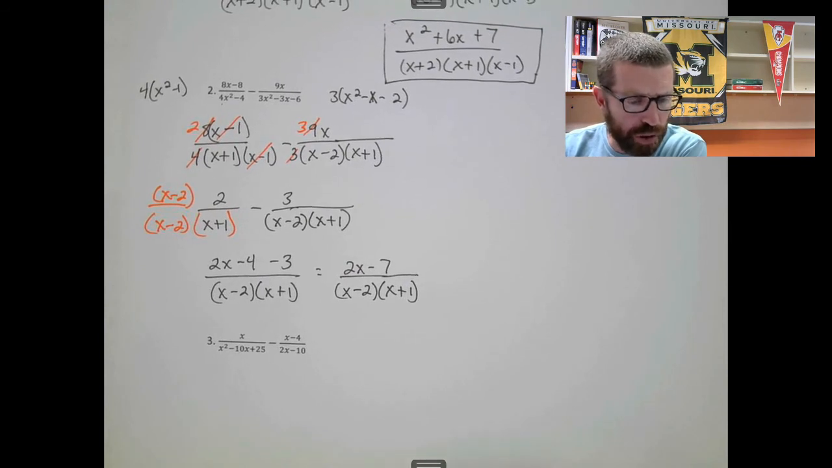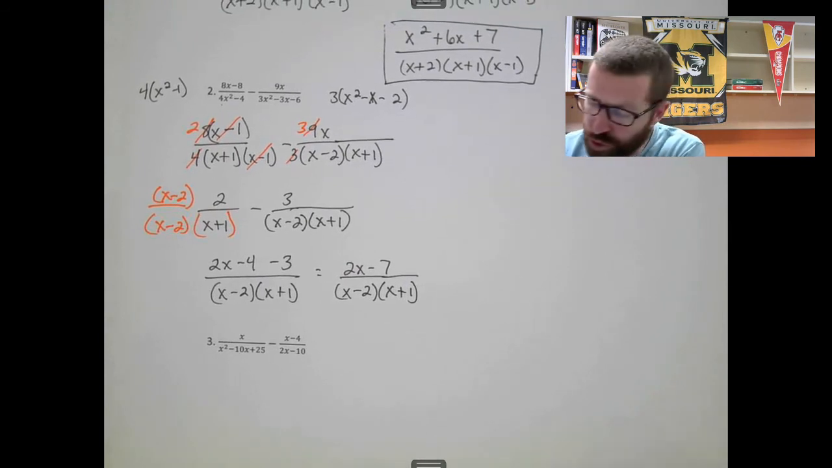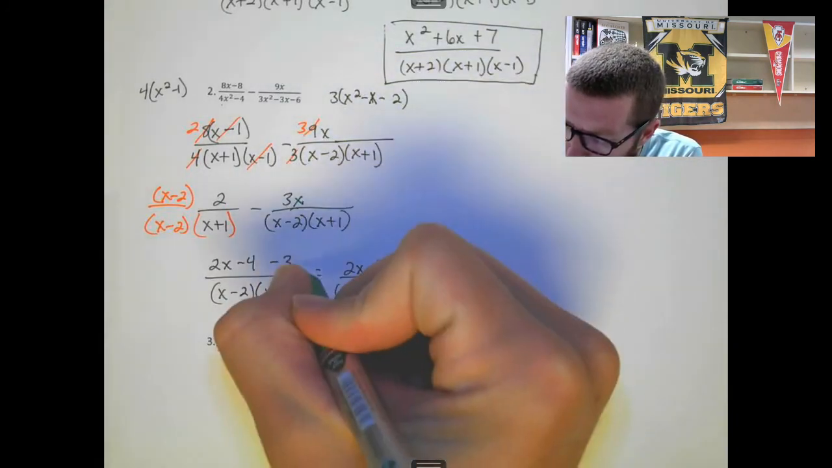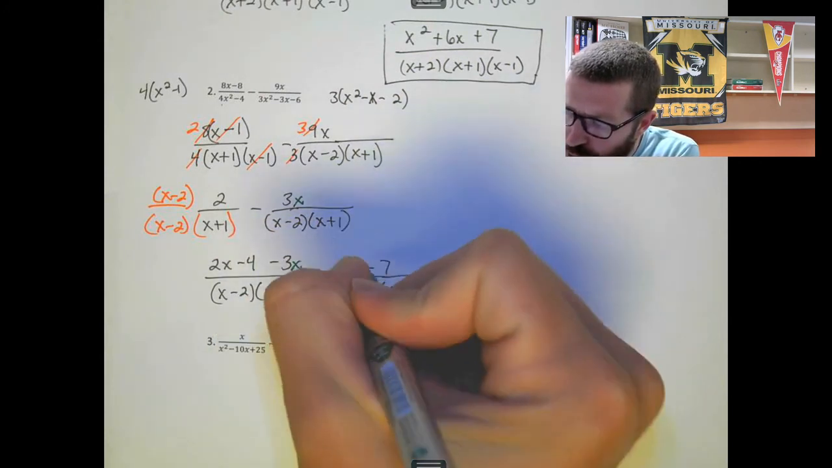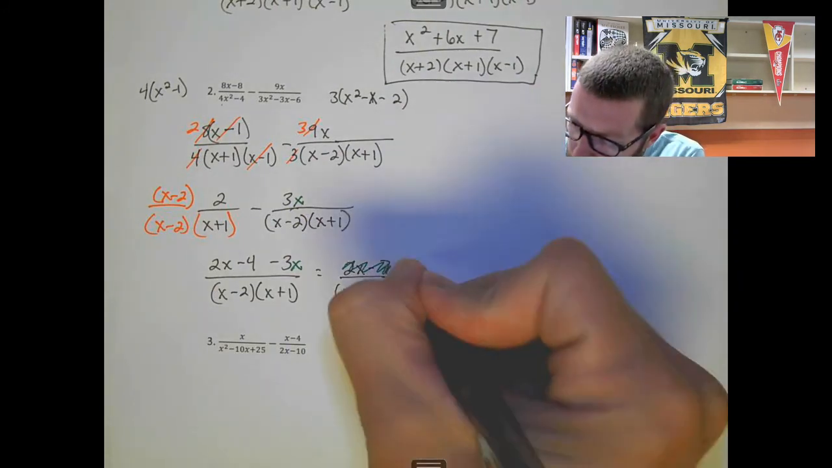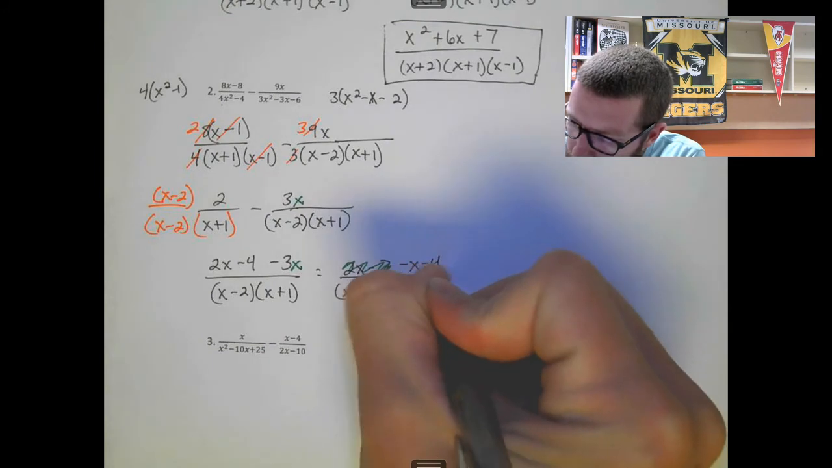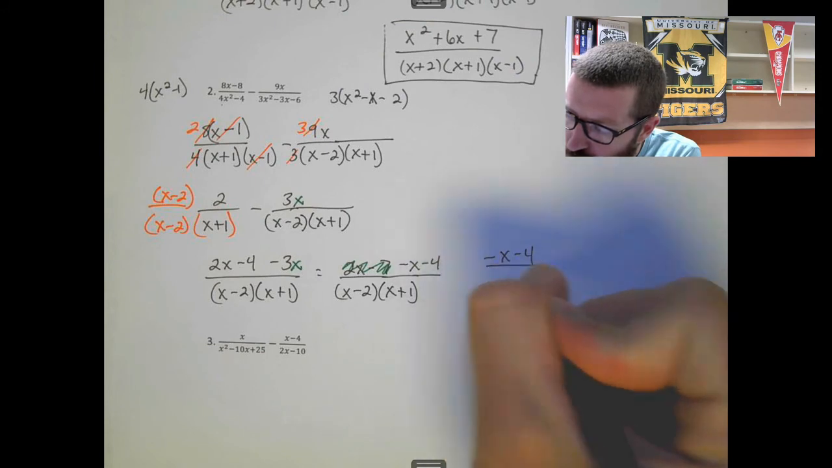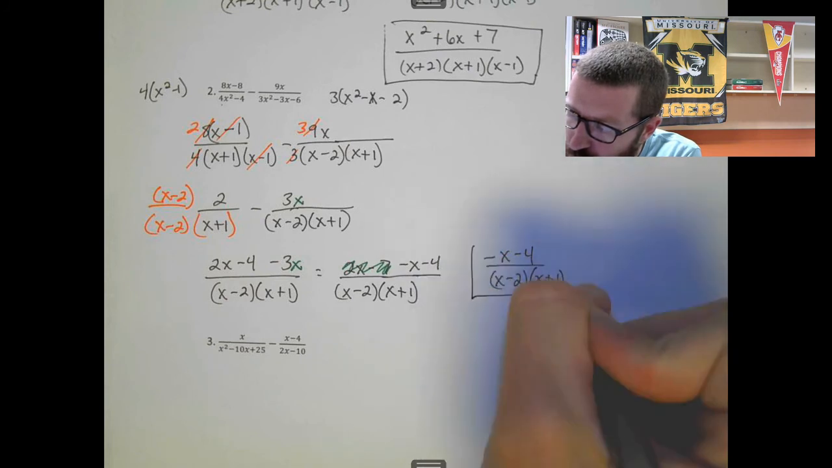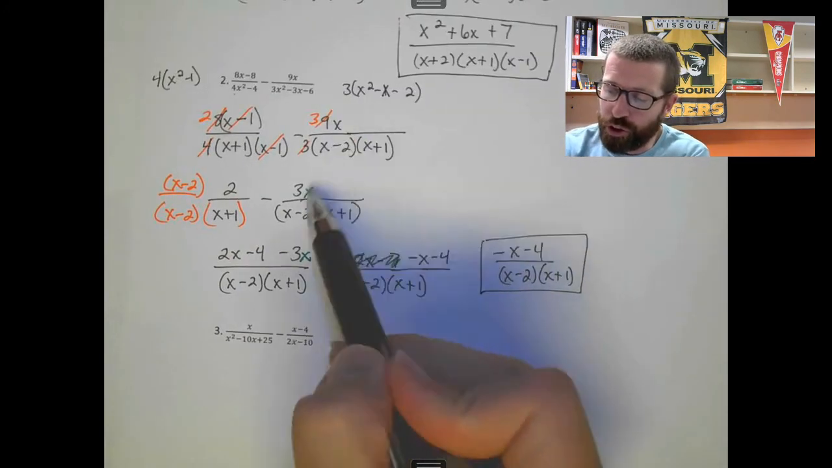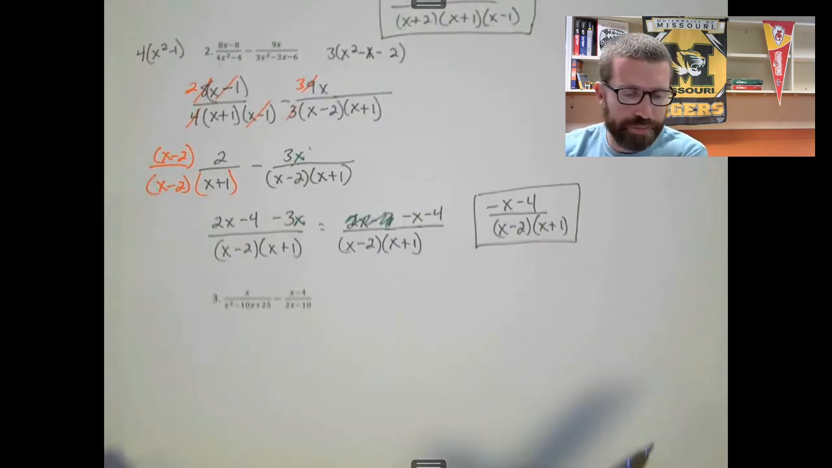Oh, and I just saw that my x went away. Let's see. So this would be 3x. This would be 3x. And then this would be negative x minus 4. Let's just rewrite that. Negative x minus 4 over x minus 2 times x plus 1. So once again, with errors, just make sure you watch for them. It's real easy to drop something off from step to step.